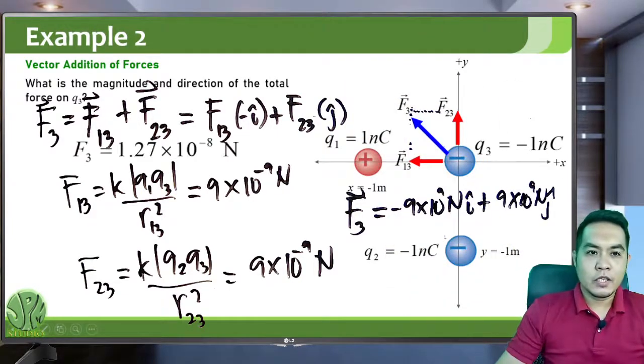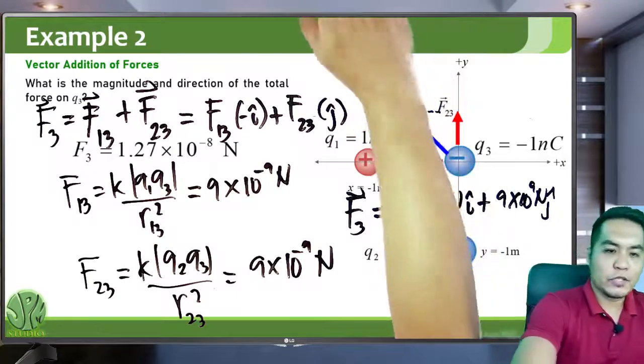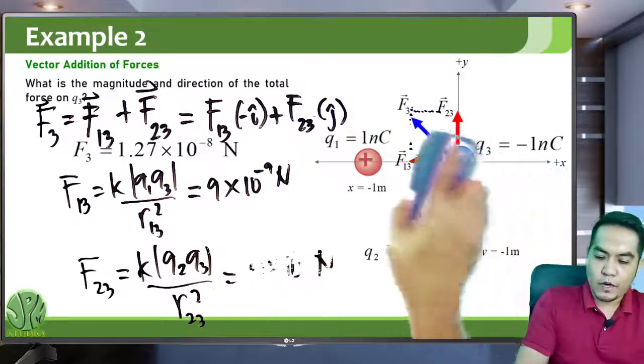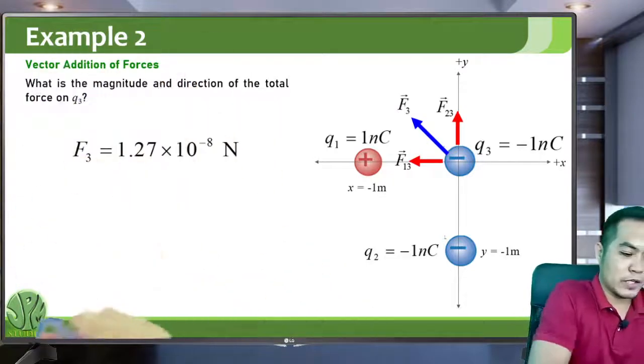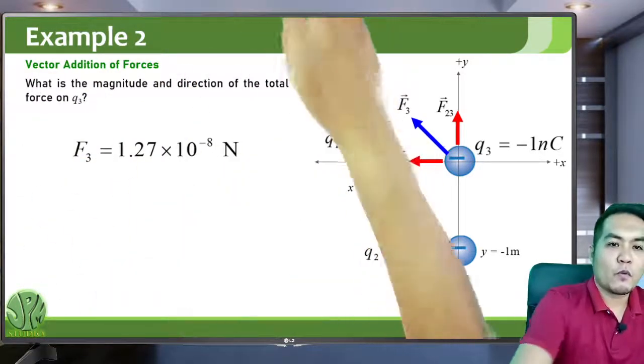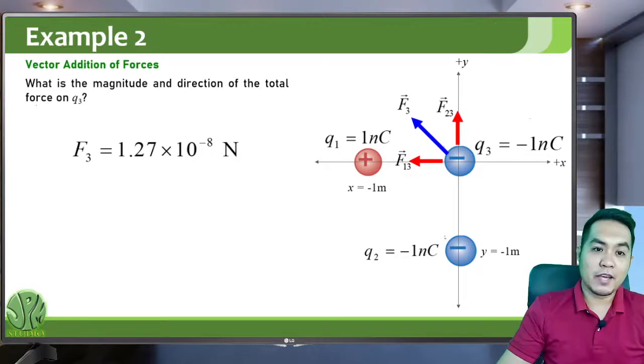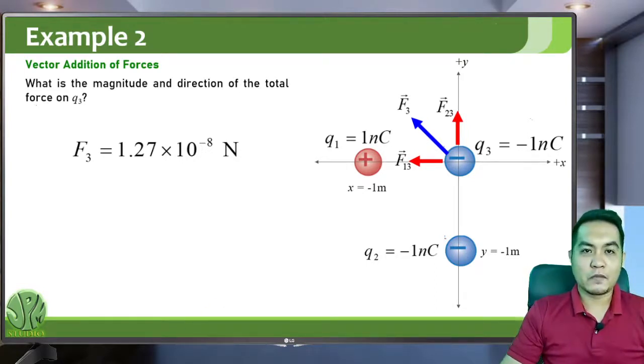So if you take the magnitude of that, you just use Pythagorean theorem. So square root of the x component squared plus the y component squared, and you will get a value of 1.27 times 10 to the -8 Newton. So just use the Pythagorean theorem. So square root of the x component squared plus the y component squared.